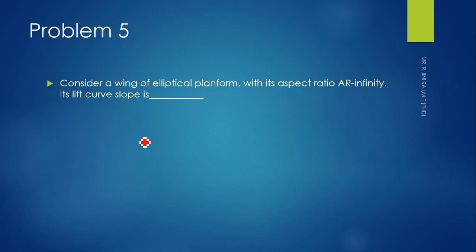Sir, if aspect ratio is infinity, then the wingspan should be 0, sir. Okay, then what will be the answer for lift curve slope? So 2 pi, sir. 2 pi.